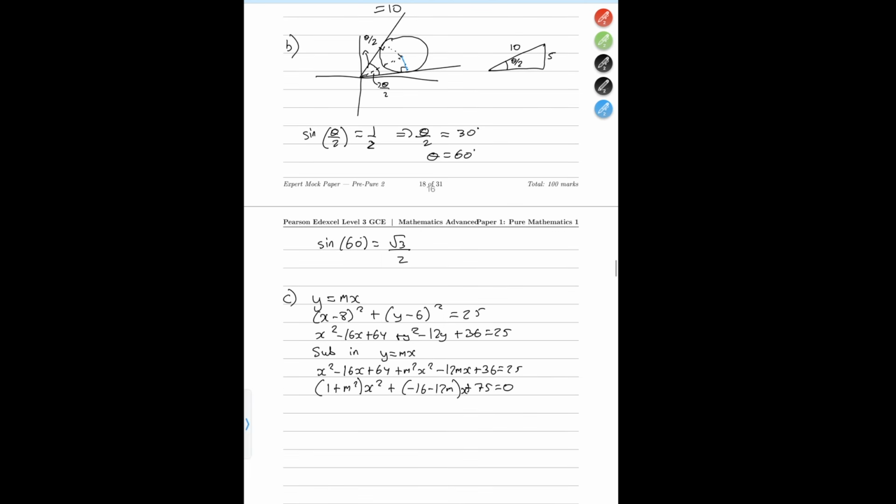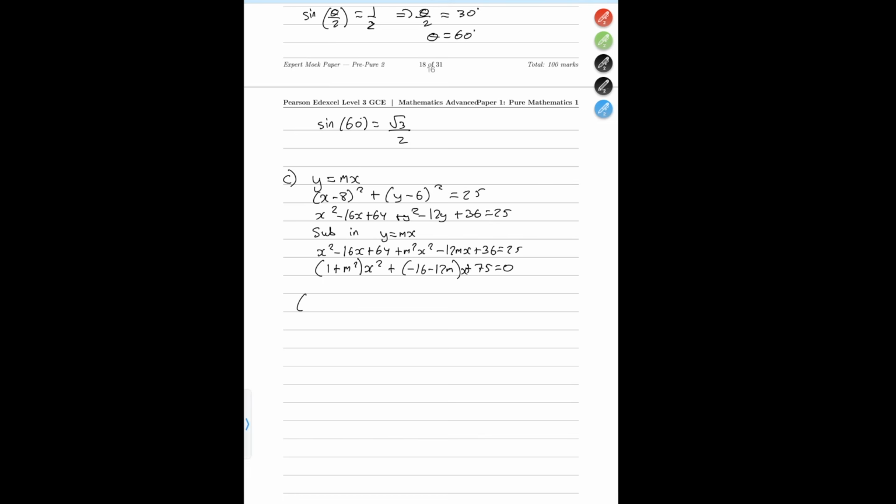By setting the discriminant equal to 0, we're saying, okay, y equals mx will hit the circle only once. Okay, and you'll later see that we'll get two values for m, which represents the two possible tangents. If you write that the discriminant is greater than 0, you're essentially looking at a line like this, because it intersects the circle twice. So it's important that you set your discriminant equal to 0. So minus 16 minus 12m whole squared minus 4 times 1 plus m squared times 75 is equal to 0.